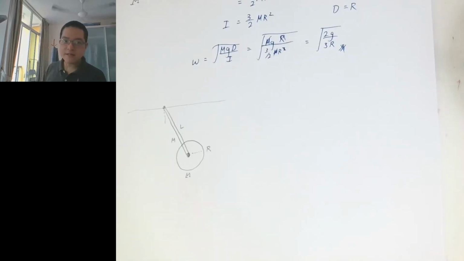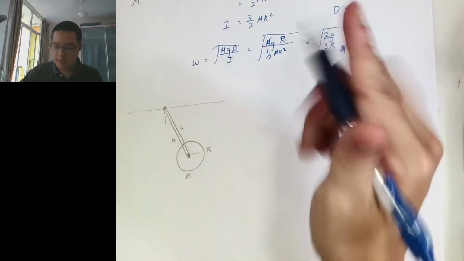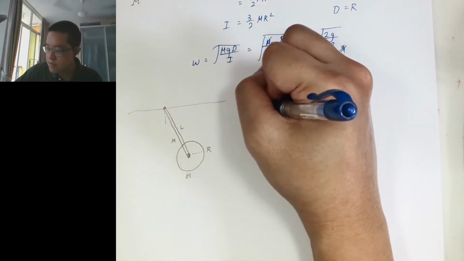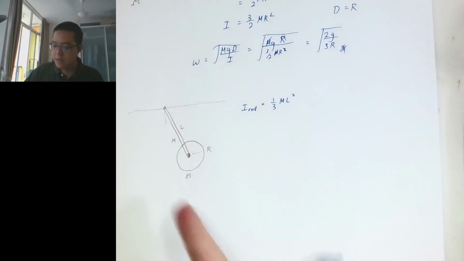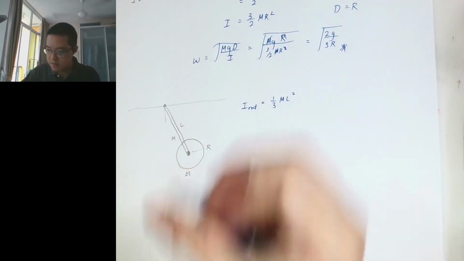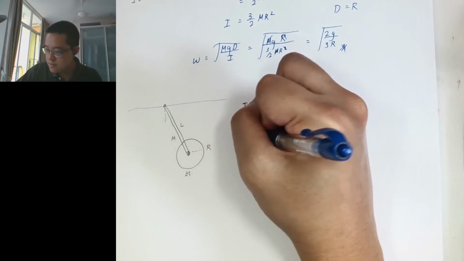So can you calculate this case? What is the frequency in this case? So we need the moments of inertia, right? So the rod is okay, right? The rod is fine. The I of the rod is 1 over 3 ml square. There's no problem there. The moment of inertia of a disc is what?